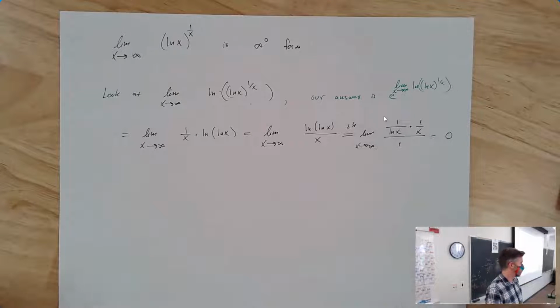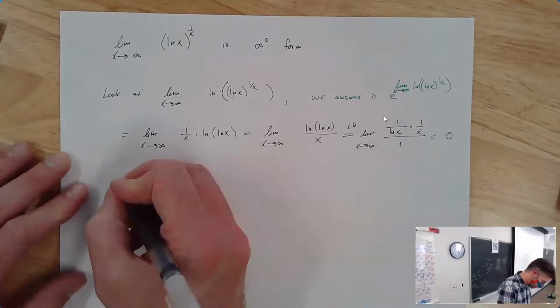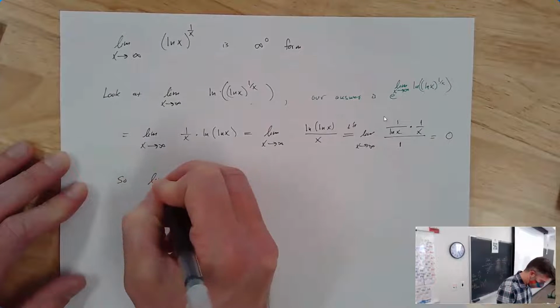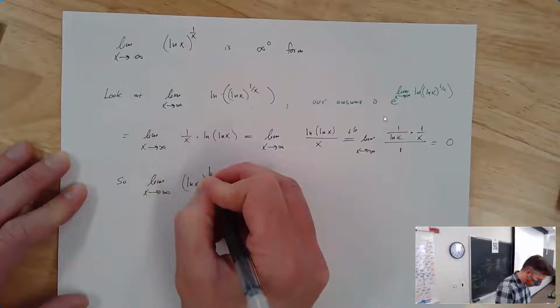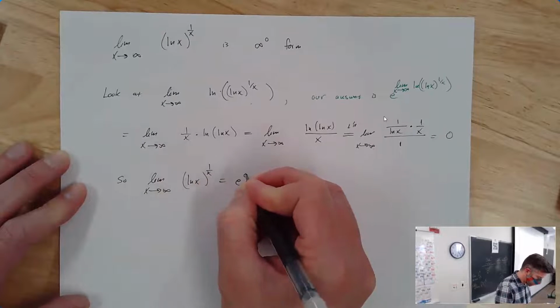So what's our answer? Yes, exactly. So our limit as x goes to infinity of the natural log of x to the 1 over x power is e to the 0, which is 1.